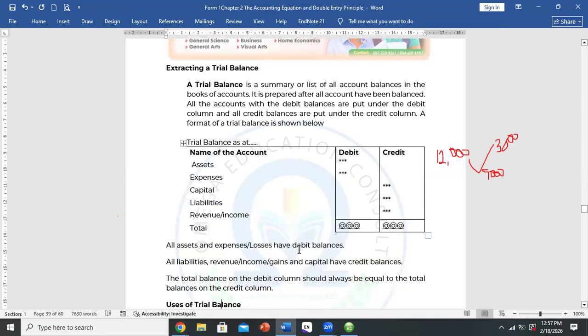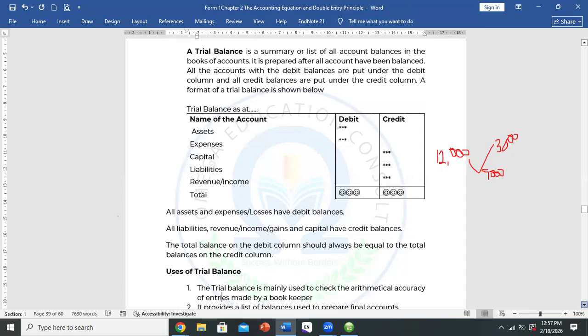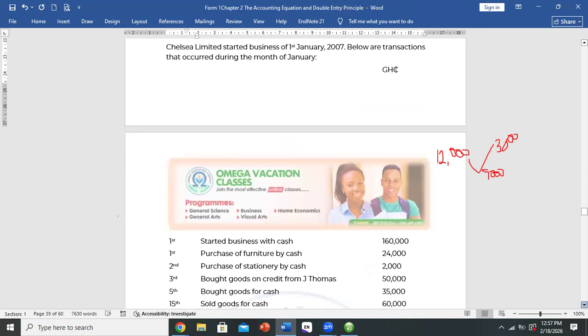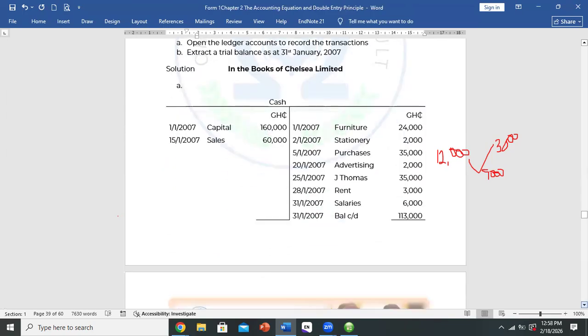In a real life example, they'll give you the transactions, ask you to prepare the T accounts, balance them off, and then extract the trial balance. But today, for me to know that I've achieved the objective of this lesson, which was to do the balancing and extracting the trial balance, I'm going to give you some few accounts. You are going to balance them up and then extract the trial balance. But I'll show you finally how the trial balance looks like.